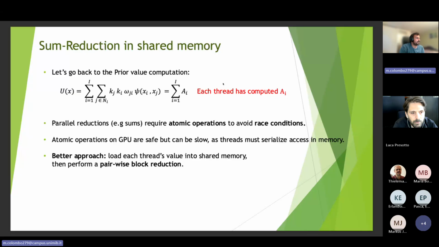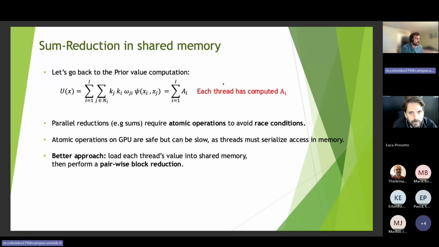To avoid this, usually you can use atomic operations, where you just turn your problem into a sequential one, and you basically tell the threads, okay, just work one by one and save your results into the memory cell. If we want to save thousands of partial values into a single memory cell, this is not such a good idea, because as you can imagine, we are turning the problem back into being sequential, because all threads must serialize the access in memory.